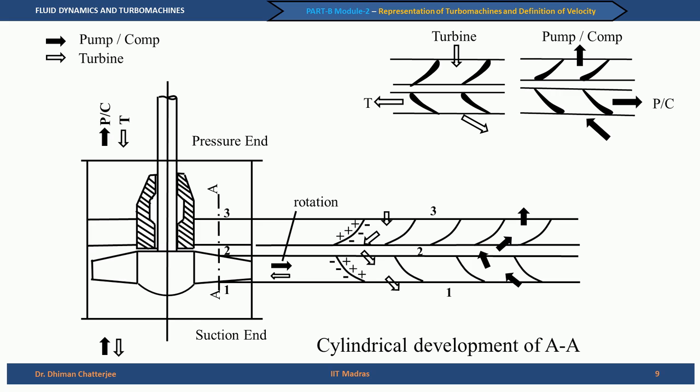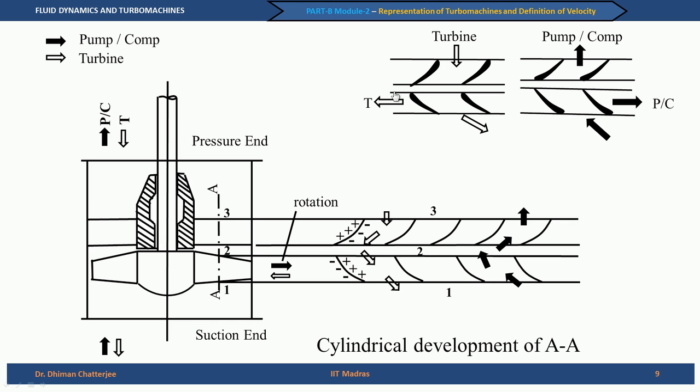So, we are now talking about a unified representation of pump and compressor as well as turbine. Here the black filled arrows, just as I told you earlier, represent the pump or the compressor. COMP is a short form of compressor, and this hollow arrow is for the turbine. In case of a pump, the fluid flow takes place from the bottom to the top as shown, and in case of a turbine, the flow takes place from the top to the bottom.